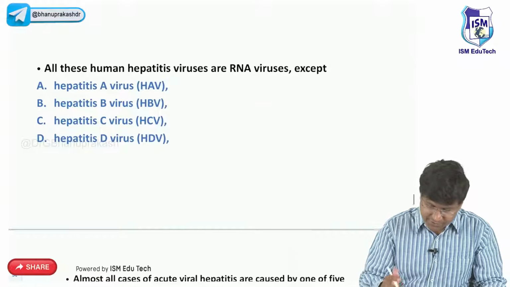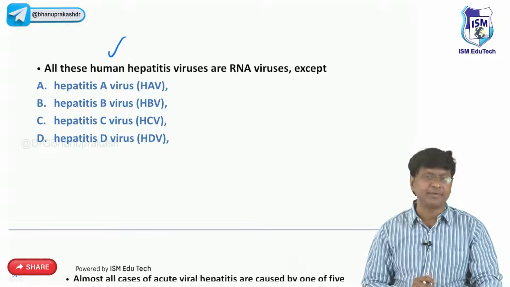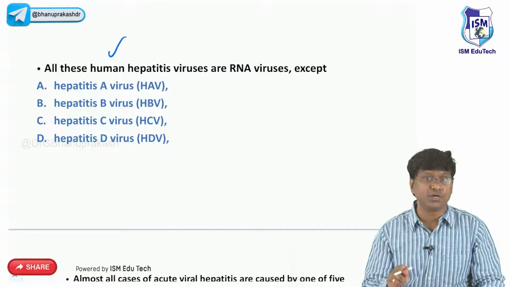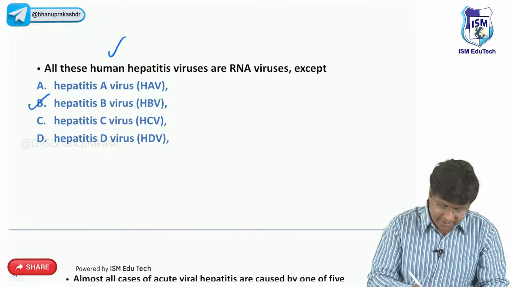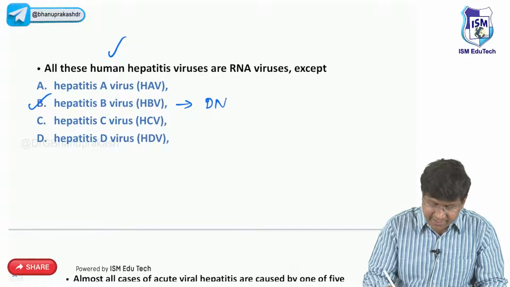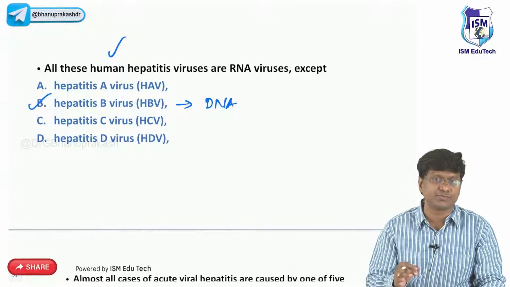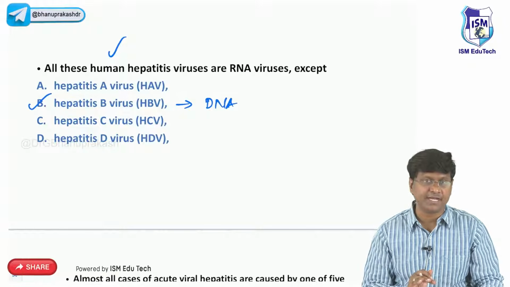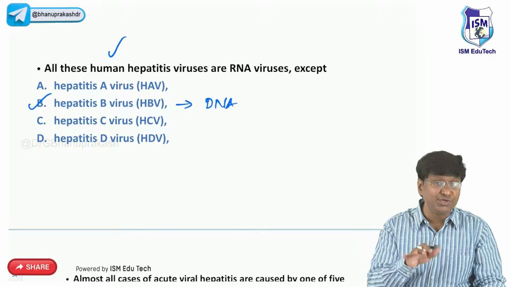You can just see this question: all these human hepatitis viruses are RNA viruses except. Which among these is not an RNA virus? That will be the hepatitis B virus. Hepatitis B virus is the DNA virus. The remaining viral hepatitis viruses, except hepatitis B, have RNA.